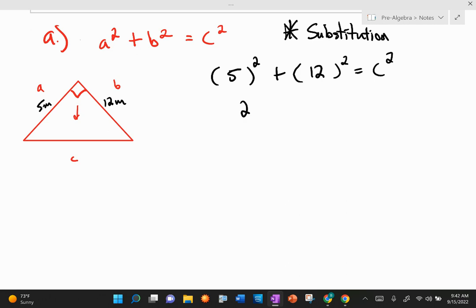25. Plus, what is 12 squared? 144 equals c squared. Okay, what's our next step?